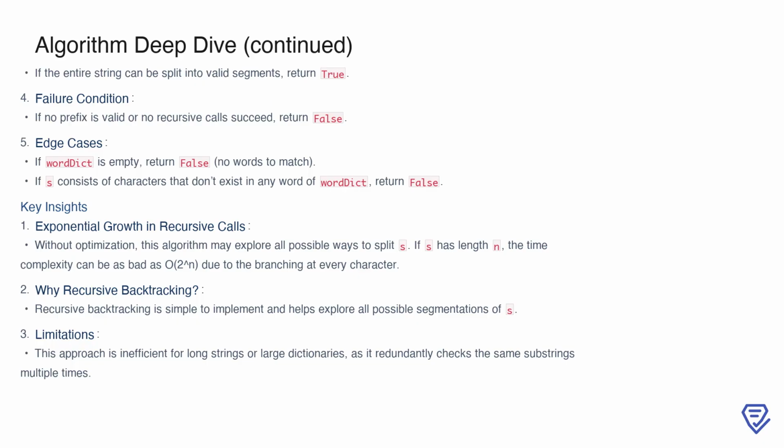Despite this inefficiency, recursive backtracking is a straightforward way to exhaustively explore all possible segmentations of S. However, it does have limitations, especially for long strings or large dictionaries, as it will redundantly check the same substrings multiple times, making it computationally expensive.